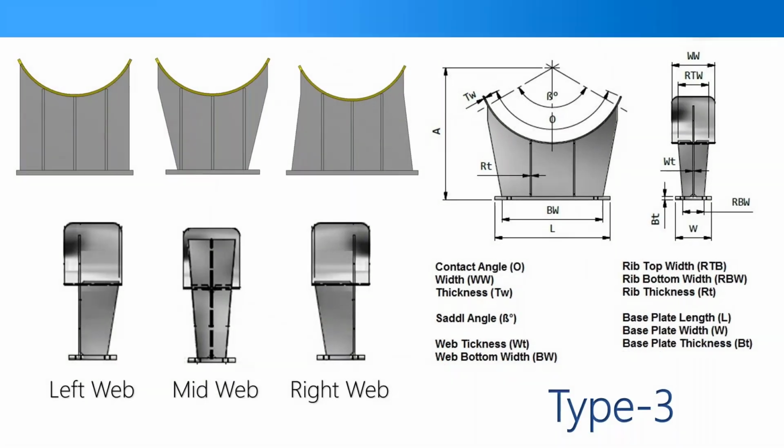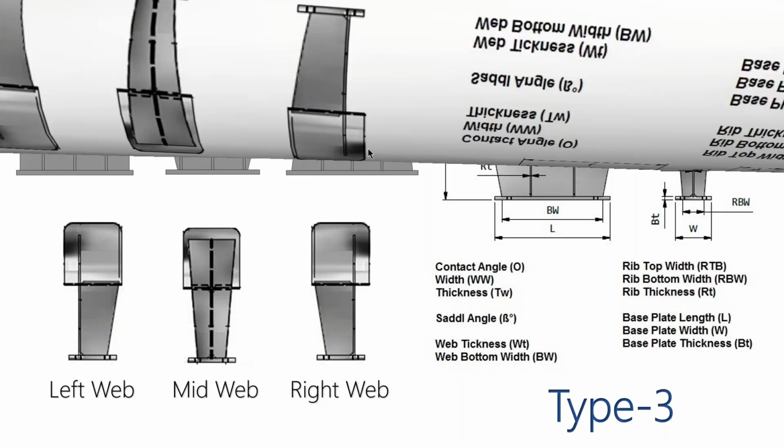The third shape, the straight edges of the web are coming down to the bottom, and the same, you can make the same options for the web bottom.